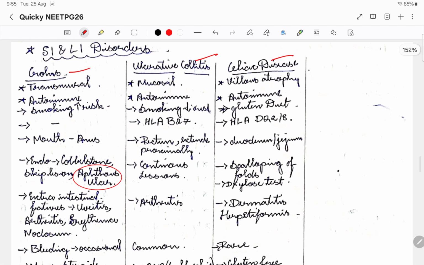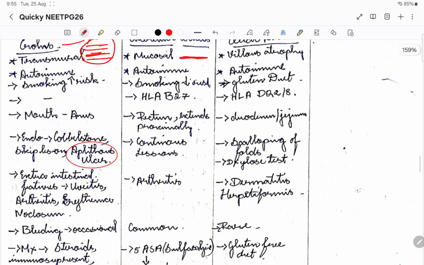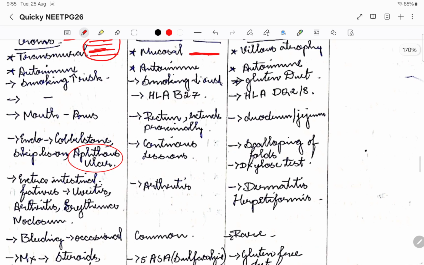So in Crohn's, it is the transmural affection that is happening. All the layers of the gastrointestinal tract are affected in Crohn's, whereas in ulcerative colitis, it is only the first layer, that is the mucosa, that is being affected. I'll come back to celiac disease later. So Crohn's and ulcerative colitis we'll focus on. Crohn's is an autoimmune disorder, whereas ulcerative colitis is also an autoimmune disorder. The risk of Crohn's disease will increase with smoking, whereas surprisingly there is a decreased risk of ulcerative colitis if someone is smoking.